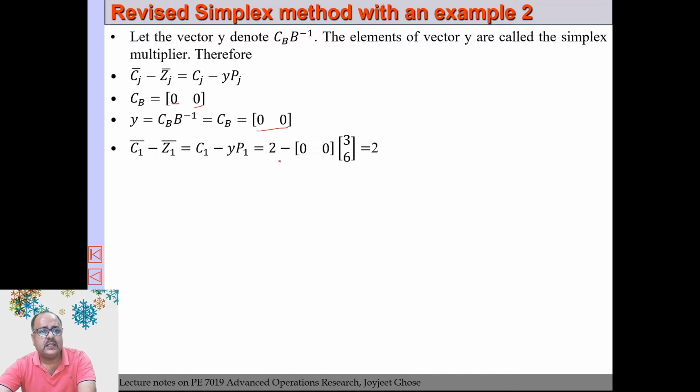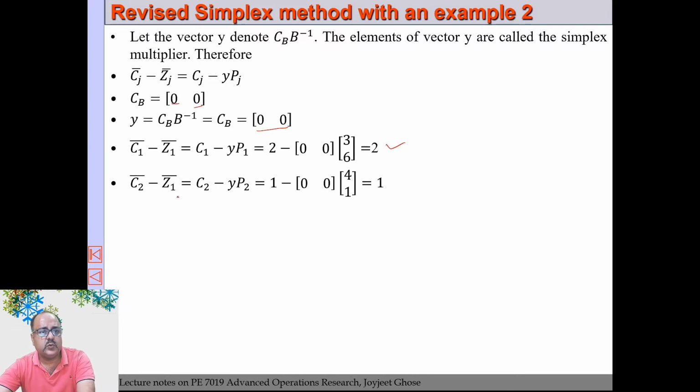Therefore C1 minus Z1 will be equal to 2, and C2 minus Z2 will be equal to 1. These are positive values, so this is not an optimum solution, and this being the highest value, x1 will be the entering variable, the non-basic variable.